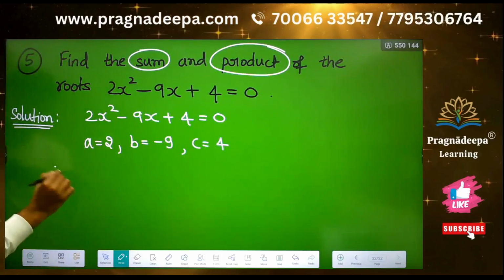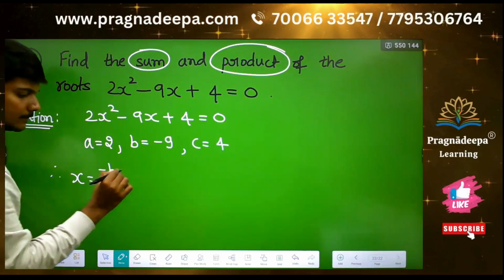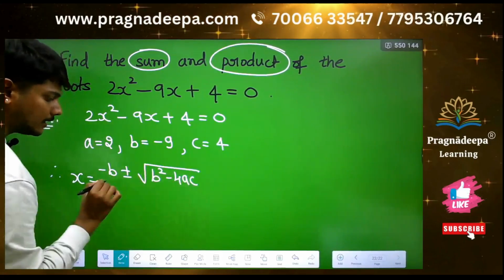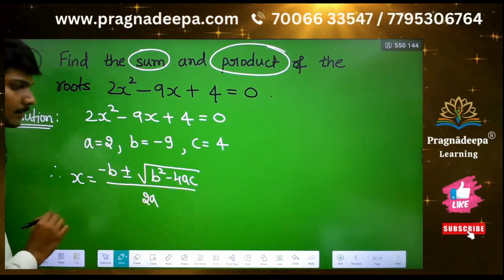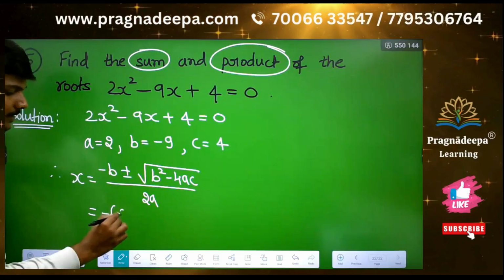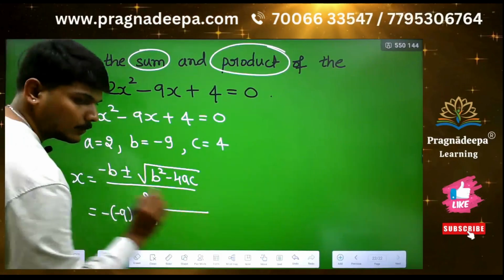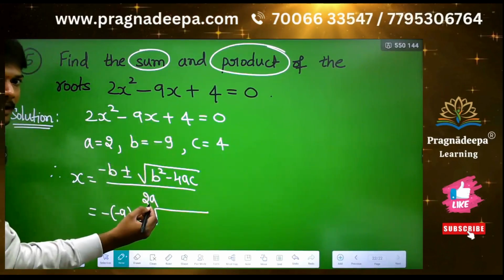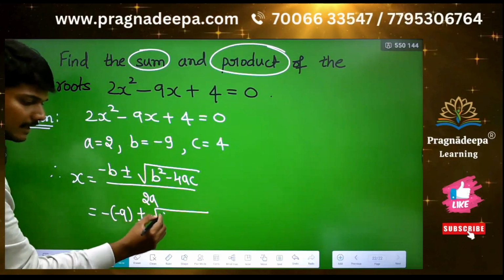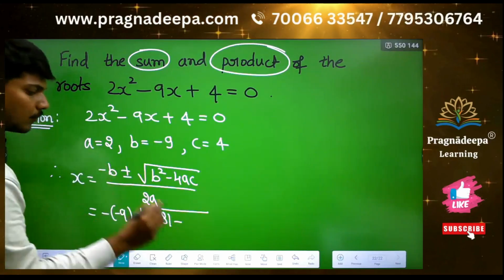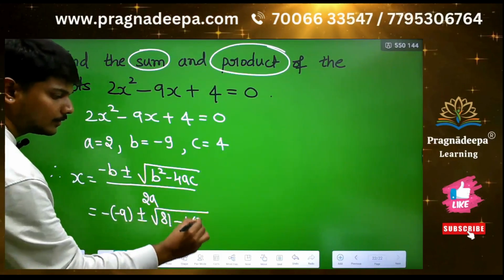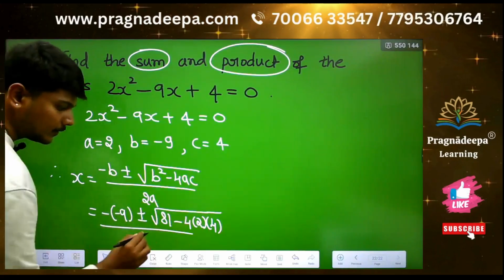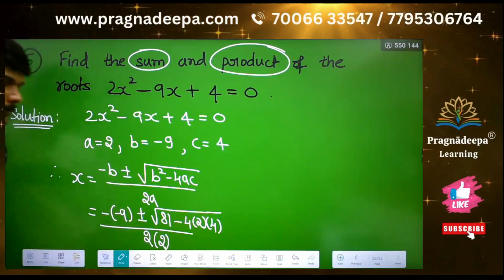Okay, so therefore x will be equal to minus b plus or minus square root of b square minus 4ac divided by 2a. So that means minus of minus 9 plus or minus square root of b square. That means minus 9 square. Minus 9 square will be plus 81 minus 4ac. 4 into 2 into 4, divided by 2a. 2 into 2.